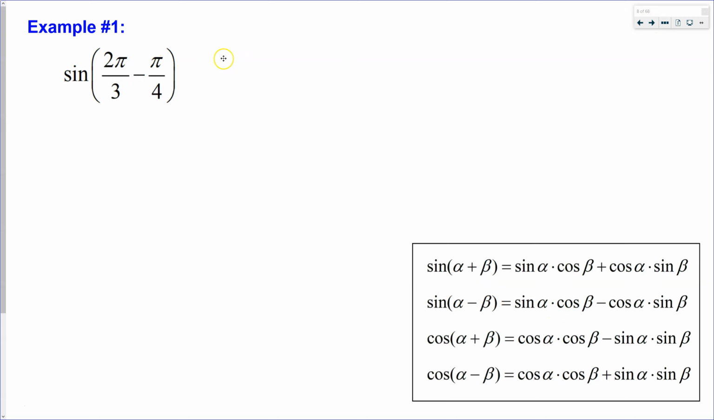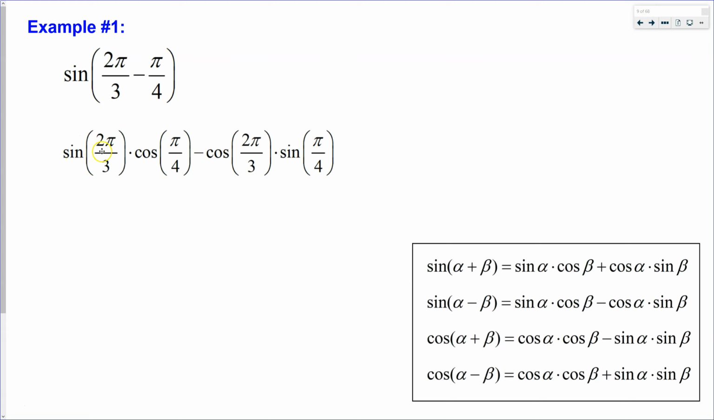I'm not going to consider that a negative pi over 4. I'm just going to consider it a pi over 4 when I write this out. So if I do that, sine of alpha, alpha was 2 pi over 3, cosine of beta, beta was pi over 4, and just continue with the formula as written out right here. Okay, so we have 4 separate little evaluations to do using the unit circle.